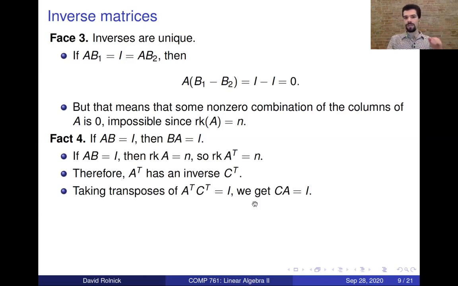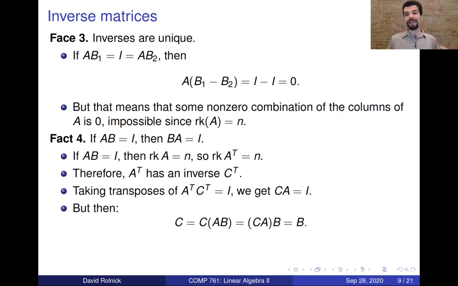Why is this left inverse equal to B? Well, we can just use associativity, which we proved last time. CAB is equal to C times AB, but since AB is equal to I, it's equal to C. But CA is also equal to I, so CAB has to be equal to B. That means that C is equal to B. So the left inverse and the right inverse are the same, and they're both unique. So if a matrix has an inverse, you can multiply it on either side and you get the identity.